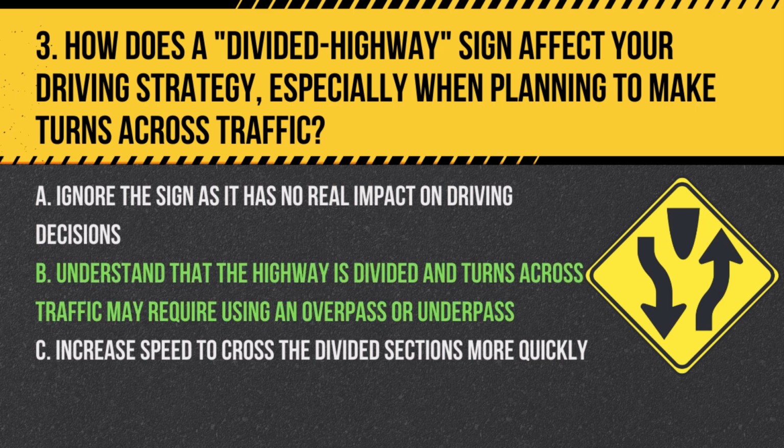Answer. B. Understand that the highway is divided and turns across traffic may require using an overpass or underpass. The divided highway sign indicates the road is split by a physical barrier, and drivers may need to adjust their route to make certain turns safely.